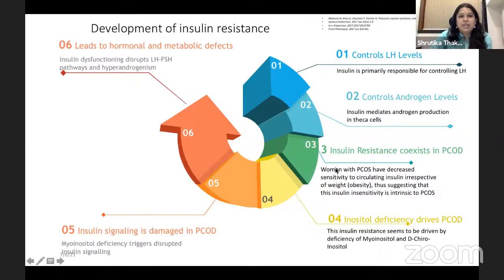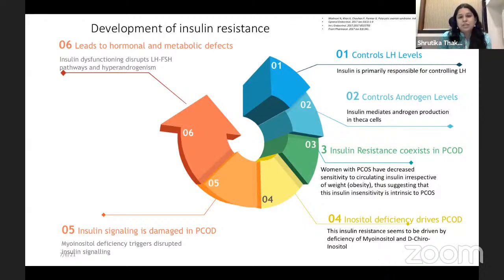Somewhere it is also seen that there is an inositol deficiency that drives the PCOD pathology. There have been various papers published by IVF practitioners, where they have evaluated the follicular fluid and the urine of women with PCOS undergoing ovum pickup. And they have always noted that there is an inositol deficiency in the follicular fluid.